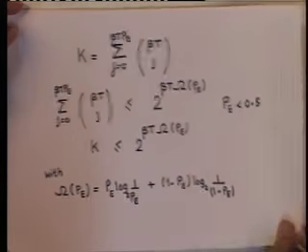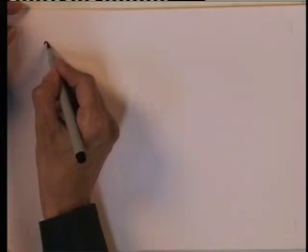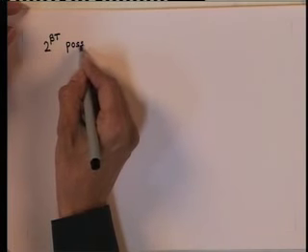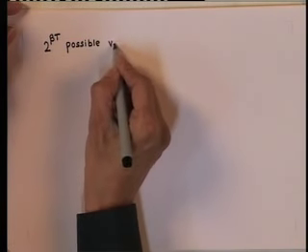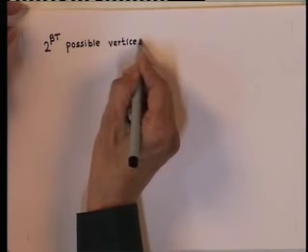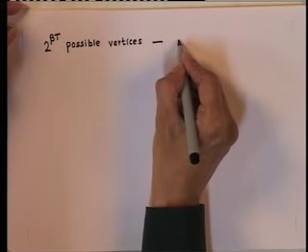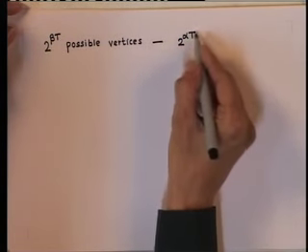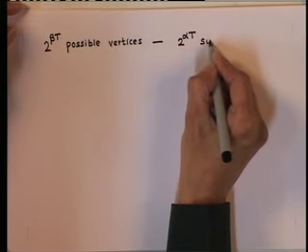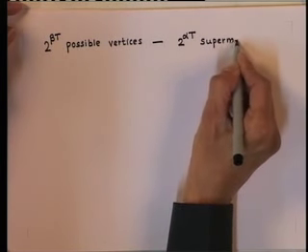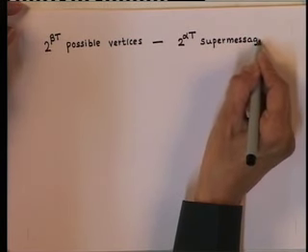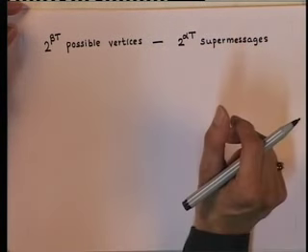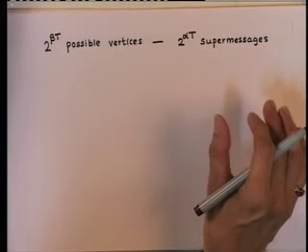Now from the 2 raised to beta times t possible vertices, we choose 2 raised to alpha t vertices to be assigned to the super messages. How shall we select these vertices is the next question. So, let us look at the decision procedure.